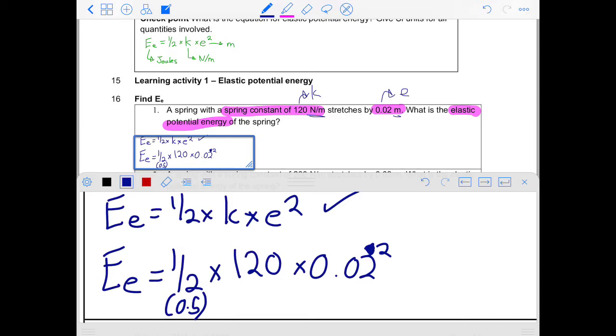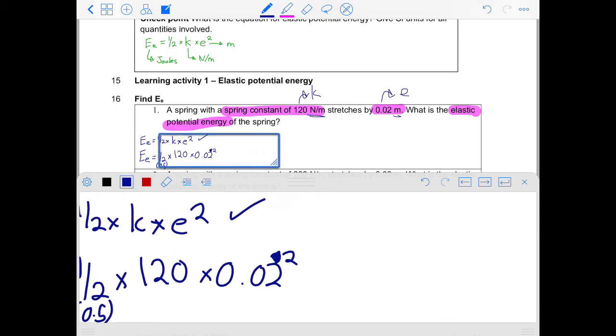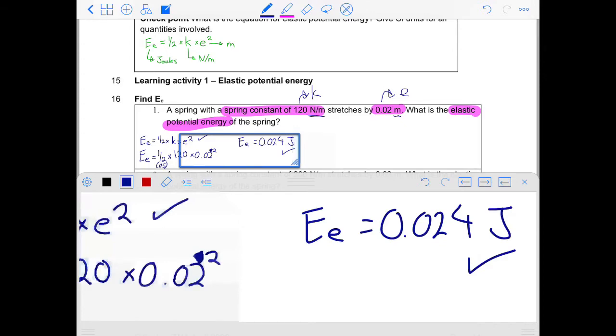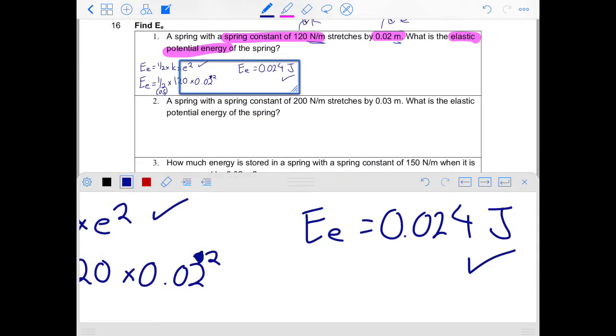Then now I have to plug that into my calculator. So you go to your calculator, you type in 0.02 squared, and then you multiply that by 120 and multiply that by 0.5, and you end up with the number for your elastic potential energy, which equals 0.024. That's not going to get you the mark. You need to include the unit. The unit for energy is joules, so 0.024 joules. There's your third mark. So now I'd like you to give a go to question 2. Pause the video, do question 2, and then we'll go over the answer in a moment.